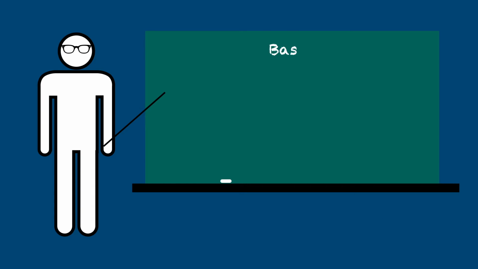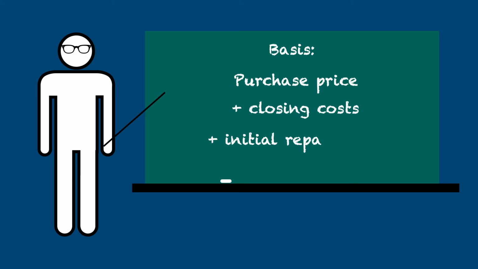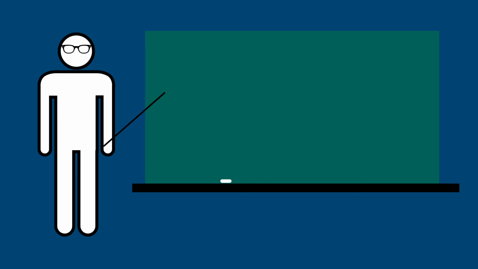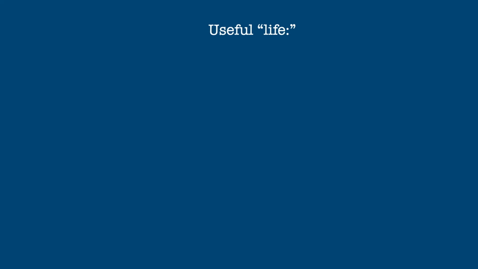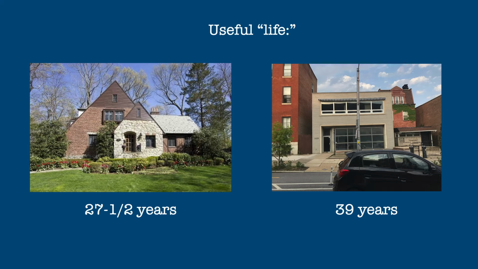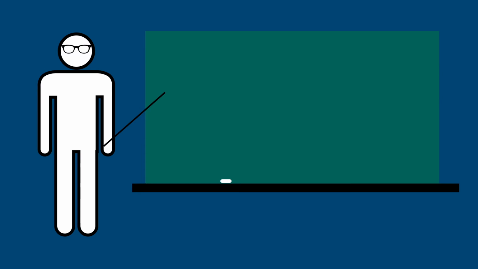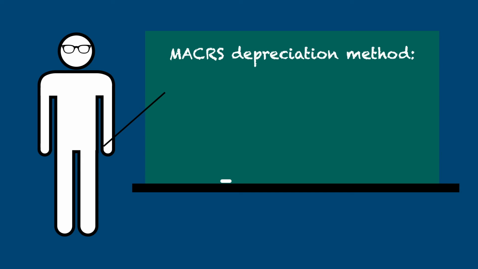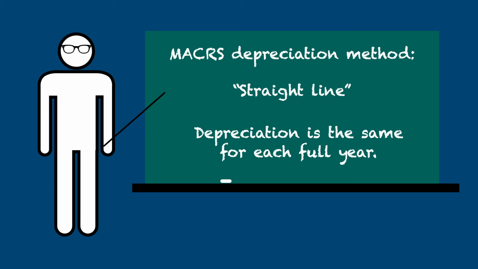You start with the building's basis, which is the purchase price of the building plus any closing costs and the cost of any repairs or improvements you make to the building before it is placed in rental service. We now have to determine the building's useful life. MACRS makes this easy for us by assigning a 27.5-year asset life to residential buildings and a 39-year life to non-residential buildings. We then have to choose a depreciation method. Again, MACRS makes it easy for us by using a method called straight line for all buildings. As you can probably guess, this means the depreciation is spread out evenly through the building's useful life.